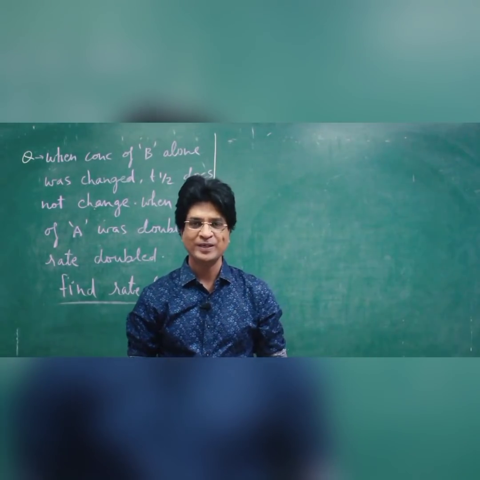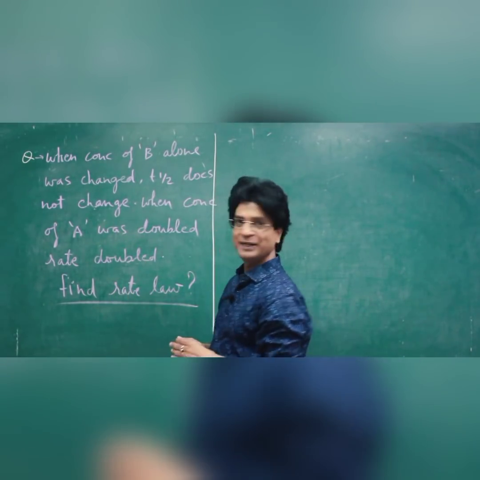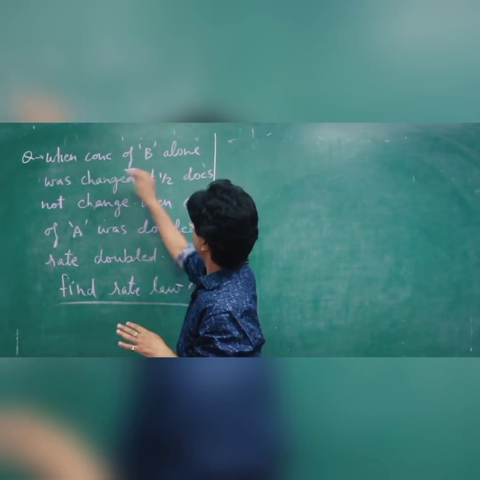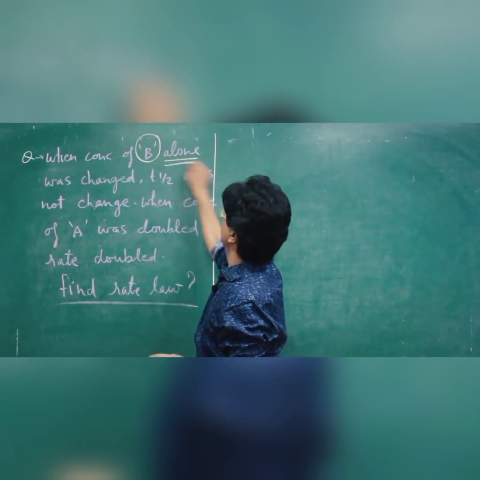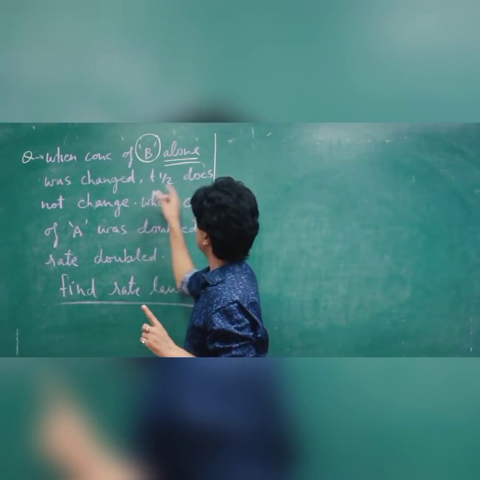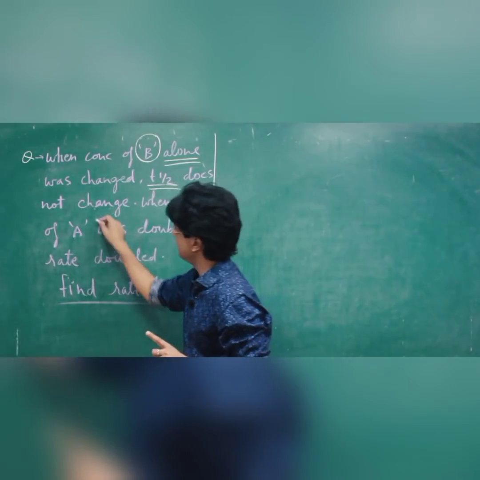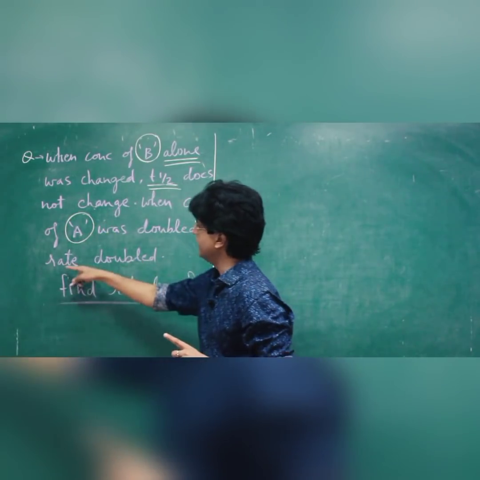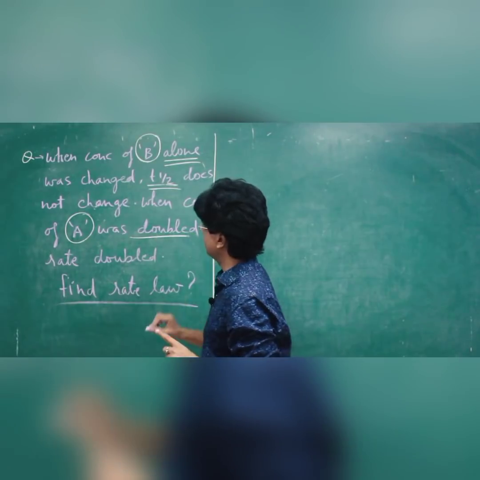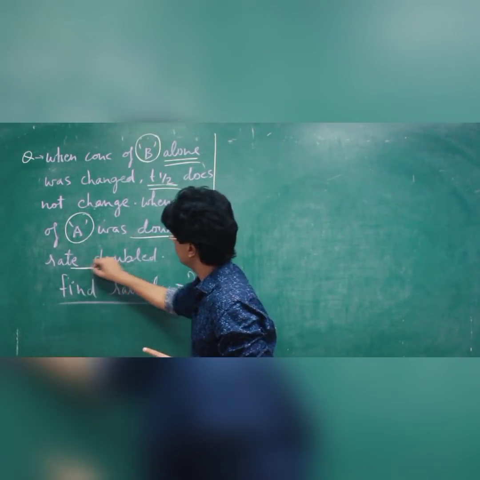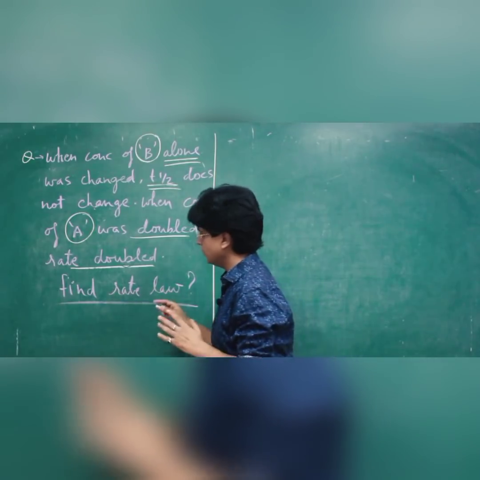Okay. So let's see one more interesting question, and this question says when concentration of B alone was changed, T half does not change. When concentration of A was doubled, rate doubled. The concentration of A doubled, rate also doubled. They are asking you the rate law.